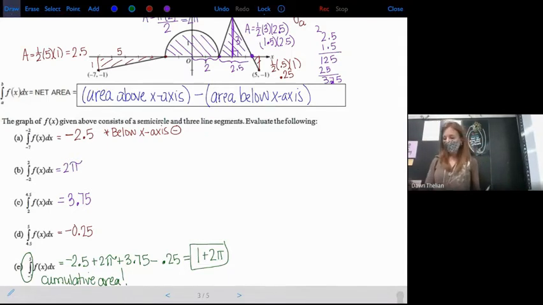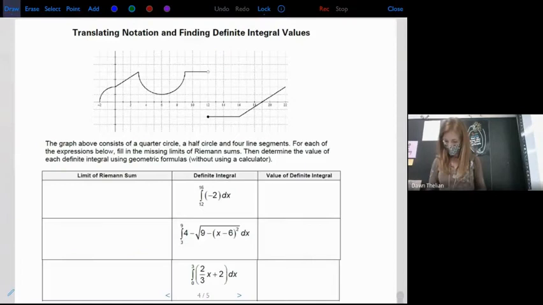All right. The last part of this is going to kind of force us to review again our notation for integral, but also just then finding the value instead of just rewriting it. So our last part says translating notation and finding definite integral values. The graph above consists of a quarter circle, a half circle, and 4 line segments. This is what I mean, that they have to tell you that so that you know that you're using your circle formulas and that those are straight lines.